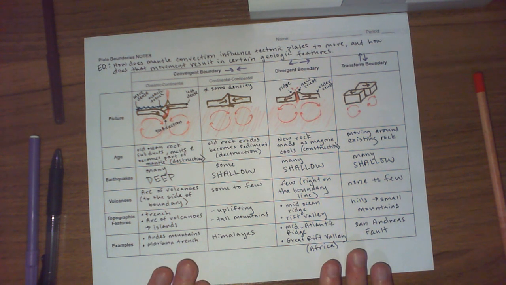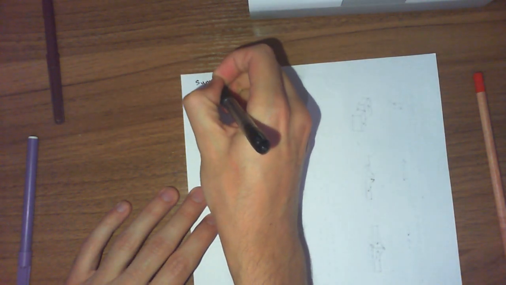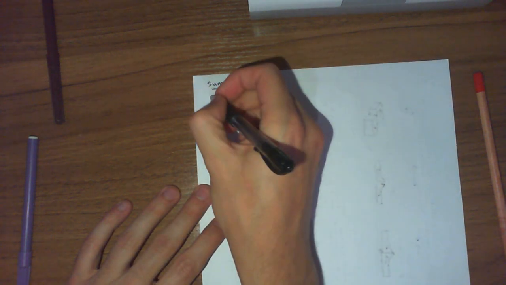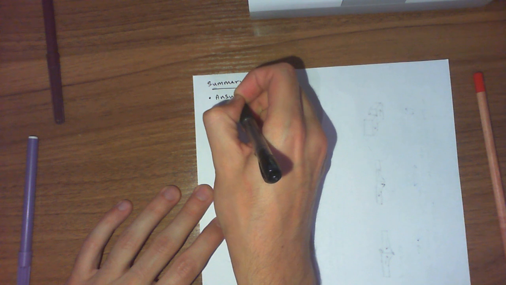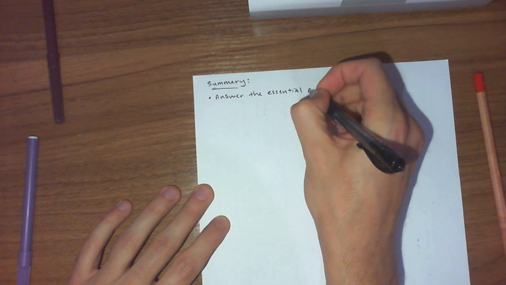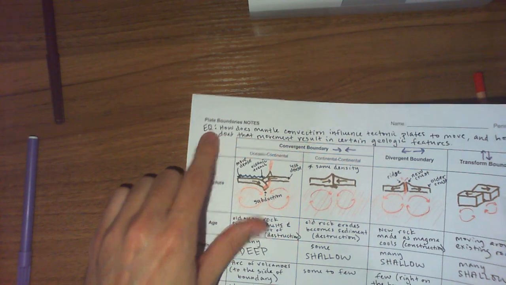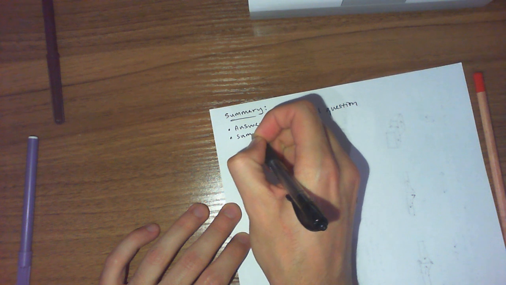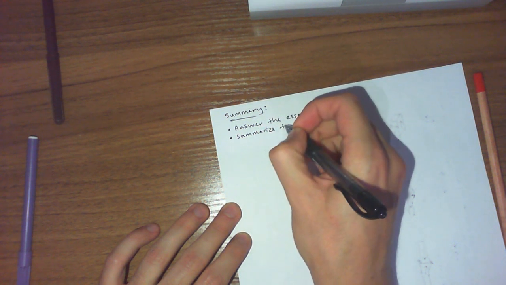Before you guys finish with this, what you need to do is on the back side, you flip this over, you're going to write your summary. And there's a couple of things you need to include in your summary. First thing is you need to answer the essential question, which is this guy right at the top, EQ. So answer the essential question, and then just summarize the important information.